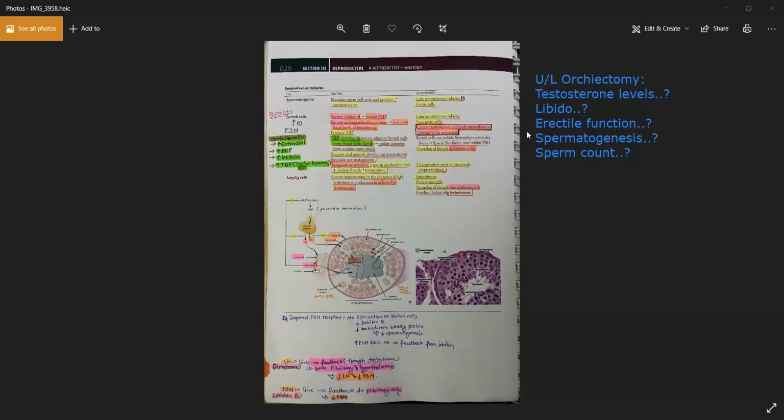Okay, the main cause for all of that is the loss of negative feedback inhibition. Yeah, exactly. Actually, an increase in the negative feedback release. Because the levels are dropping, this loss of negative feedback now increases the levels of GnRH, FSH, and LH.